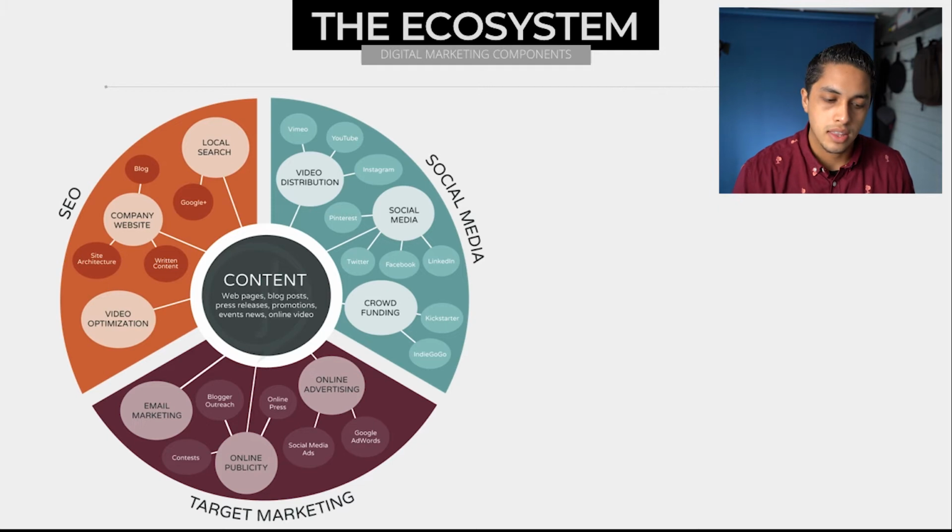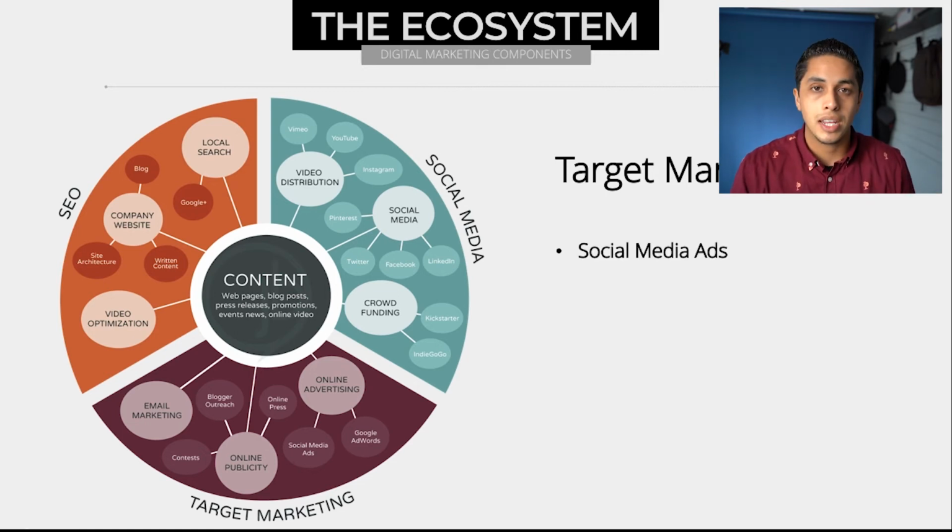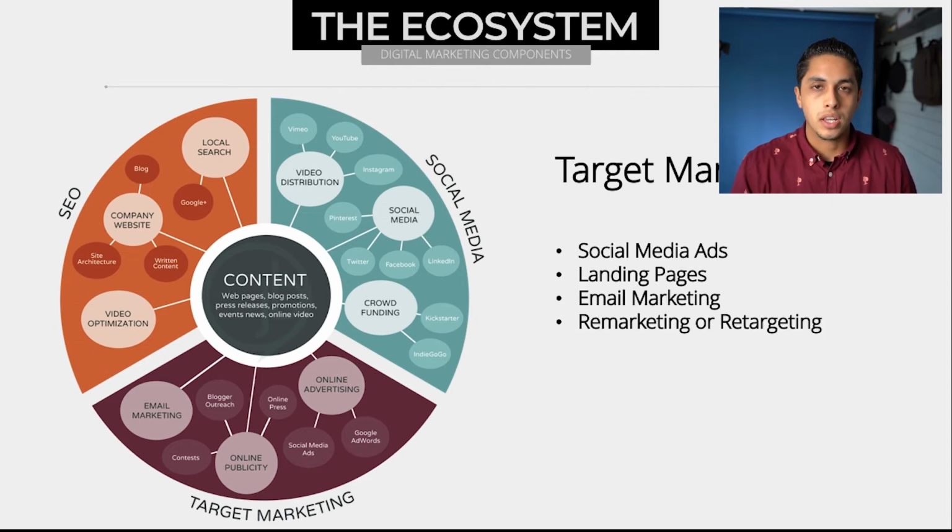We have the SEO side of things, which is video optimization, written content, company website, local search, things like that. And then we have the social media side of things, which is the newer part of the digital marketing ecosystem. We have video distribution, crowdfunding, Kickstarter, Twitter, Facebook, LinkedIn, YouTube, Instagram, all this stuff. And we have what we're going to be looking at today, which is target marketing. We have email marketing, online publicity, online advertising, all this stuff. More specifically, we're going to be looking at social media ads, landing pages, email marketing, and remarketing or retargeting, and how they can be interchanged.